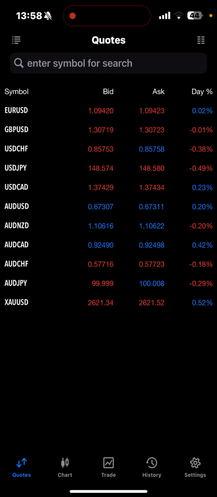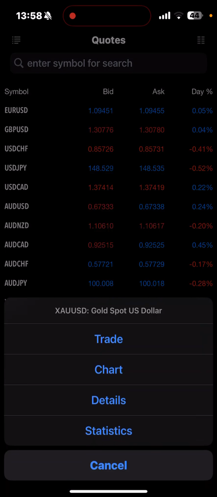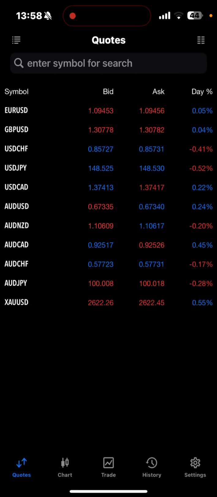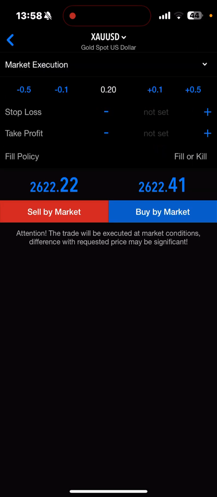So at this position, what I will do is I'll go to the quotes section, then XAU right at the bottom. I'll click on that, and then I'll click on chart. Or I can just simply click on trade. So let's just click on trade, as we are going to show you guys how to do it.